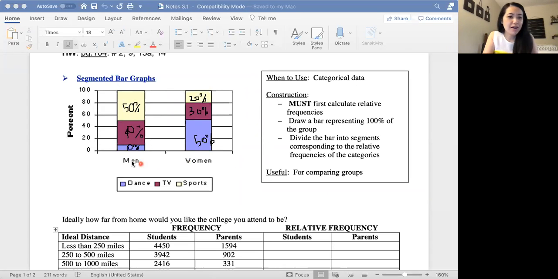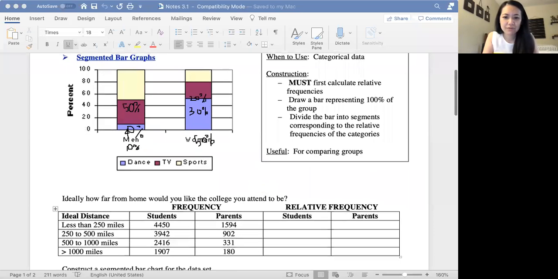All right. So really, really useful to make comparisons. So you can say like, all right, there were a lot more women who preferred dance than men, whereas for TV and sports, men had the greater percentage. Okay, so really useful way to compare categorical data. By the way, this is also a bivariate graph, all right? Bivariate, we have two variables, gender, and then dance, TV, or sports, right? So gender and then preferred recreation. So this is bivariate. All right, so let's go ahead and try to make one on our own.